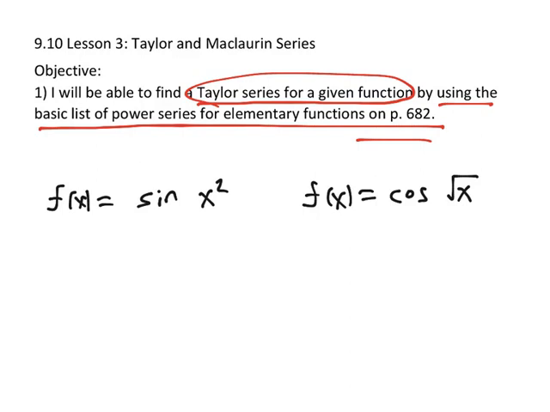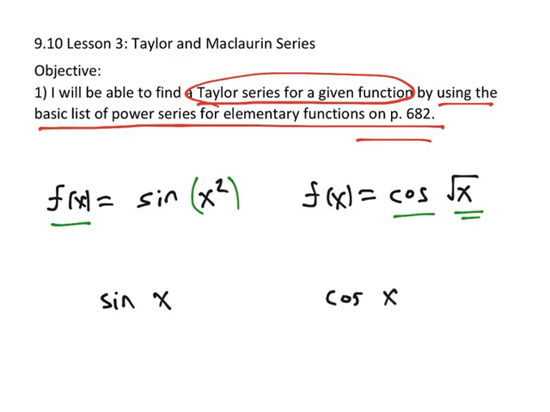These are the two examples that we'll look at today. The function that we have here is sine of x squared, and the second function we have is the cosine of the square root of x. Of course, from our basic list, we have power series that represent sine x and cosine x.